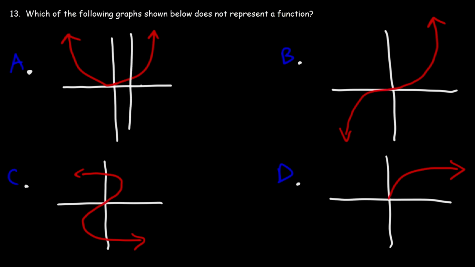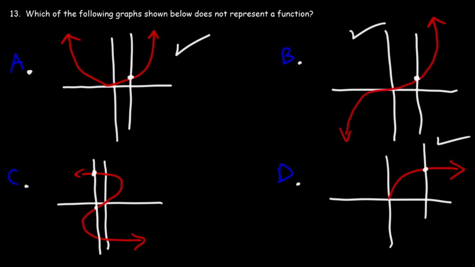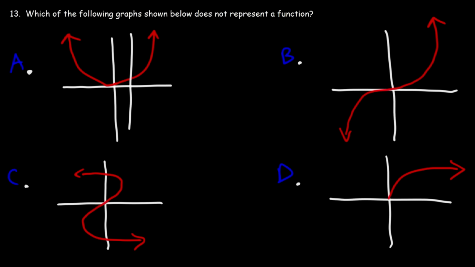So looking at answer choice A, we can see that the red curve touches the graph only once. So this is a function. Answer choice B, it touches it only once. So that's a function. For D, it touches it once too. But for C, it touches it at multiple points. So one x value has at least, in this case where that line is, 3 y values, which is not a function. Every x value should only correspond to one y value in a function. So C is the answer. This does not represent a function.